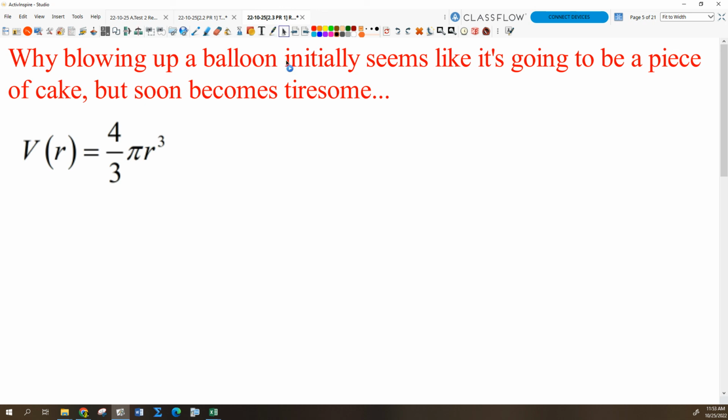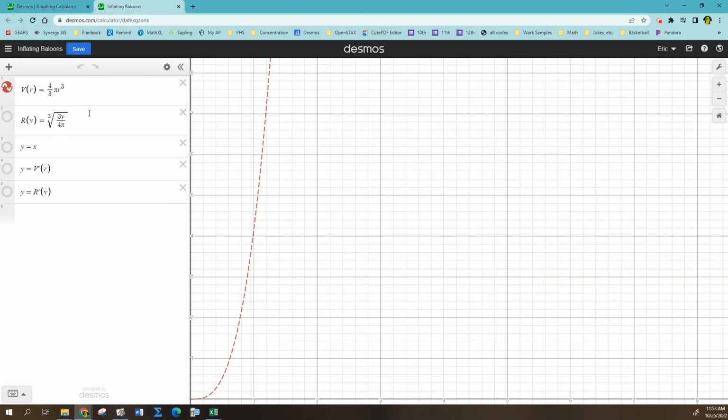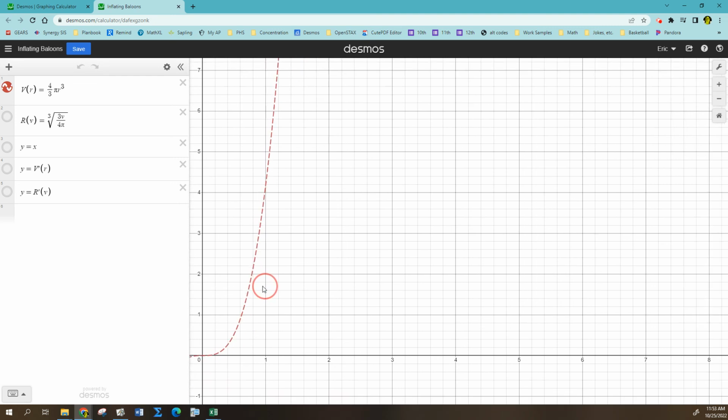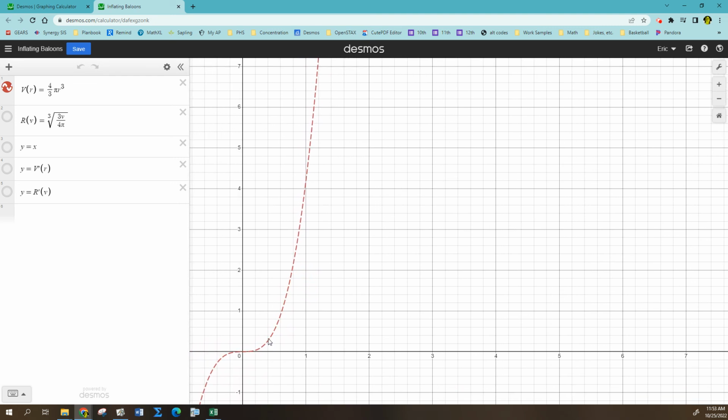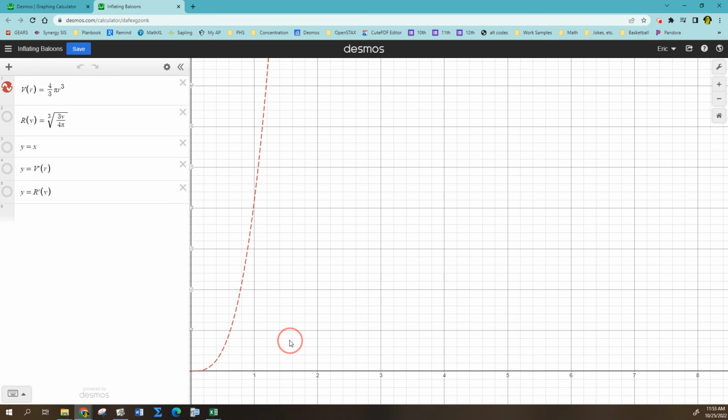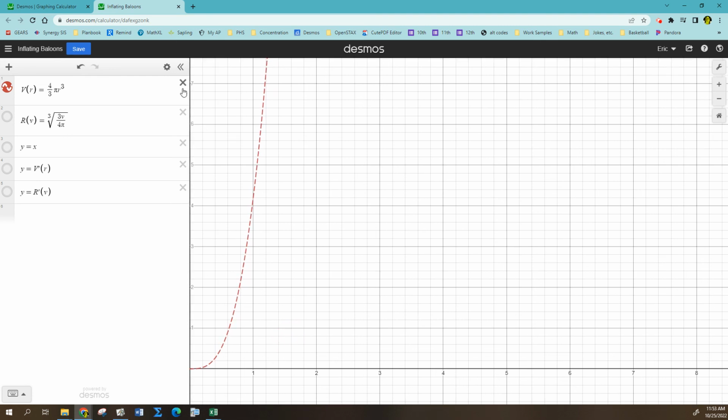If we look at this example in Desmos, here's V of R, volume as a function of R. Now we can't have a negative radius of a balloon, so we'll just look at it from 0, right? So as the radius increases, the volume of the balloon increases at an increasing rate, right? If I look at the derivative of this, there's the derivative function, right? The value of the derivative increases pretty rapidly as R increases, right?